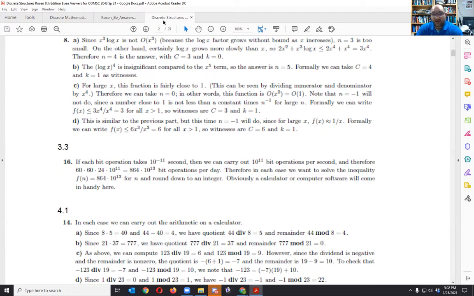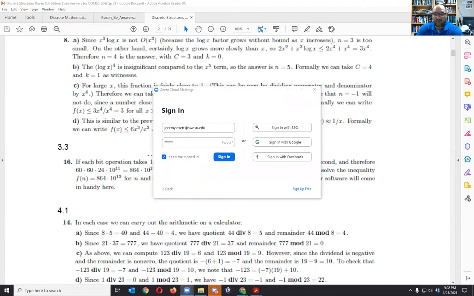Okay, so this one's not a great one, but oops. My Zoom just let me know that it's logging me out. So must have been inactivity.